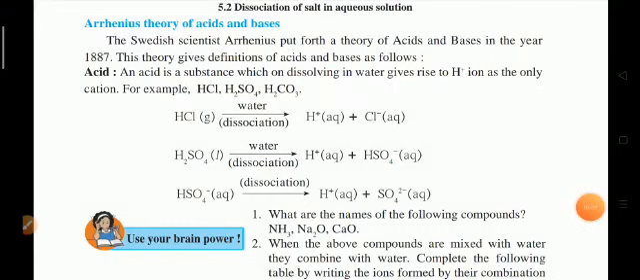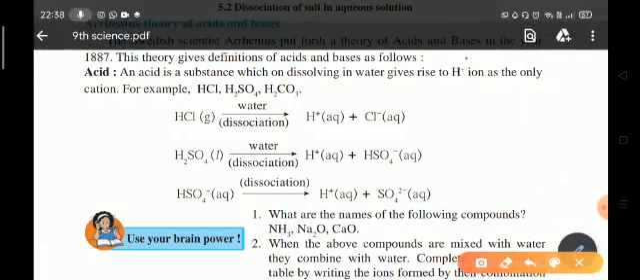What does Arrhenius theory say? The Swedish scientist Arrhenius put forth a theory of acids and bases in the year 1887. This theory gives definitions of acids and bases as follows. What is an acid? An acid is a substance which on dissolving in water gives rise to H+ ions as the only cation. For example, HCl, H2SO4, H2CO3.